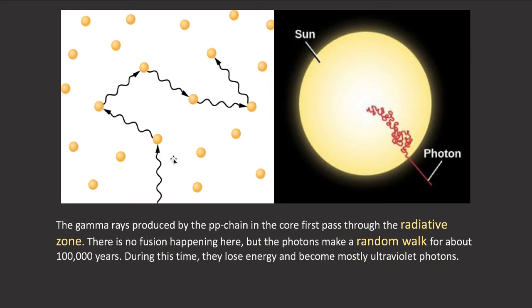By the time these gamma rays get through the radiation zone, or radiative zone, I go back and forth with that because some books call it the radiation zone and some call it the radiative zone. There's really no difference; they mean the same thing. By the time these photons go through this zone, they end up as ultraviolet. So they're almost visible light photons when they make their way through.